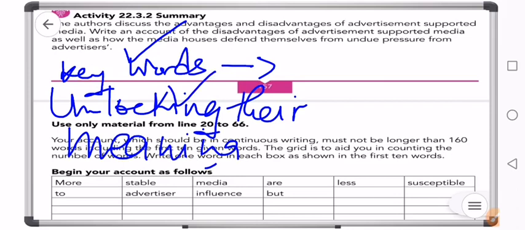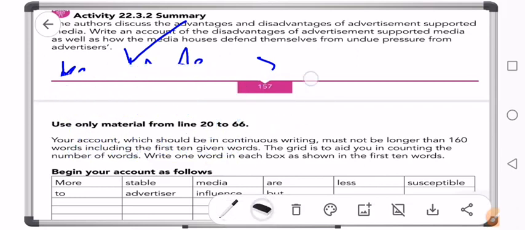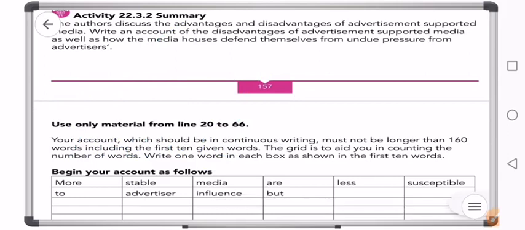That's what I'm trying to say now. Listen. After that, you need to be careful. You don't write the summary for the whole passage. Mostly they tell you to use material from this paragraph to that paragraph. So you must only use the materials given. For example, in this question, they say use material only from line 26 up to line 66. Which means you are going to write the summary from line 20 up to line 66.